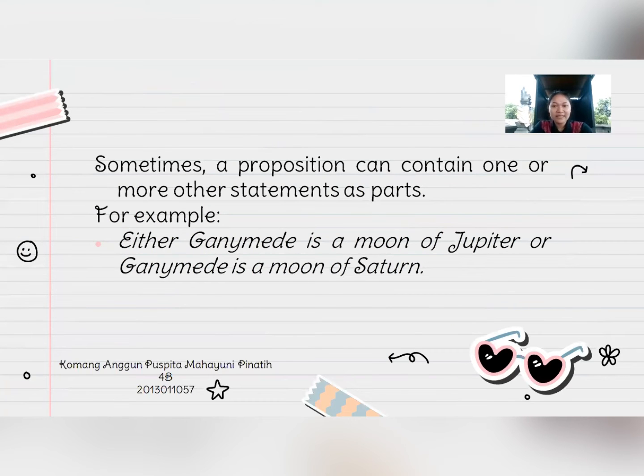Sometimes a proposition can contain one or more other statements as parts. For example, either Ganymede is a moon of Jupiter or Ganymede is a moon of Saturn. This sentence is also a proposition because it is a statement and a declarative sentence. And this sentence has a truth value: the first part, Ganymede is a moon of Jupiter, is true, and the second, Ganymede is a moon of Saturn, is false.